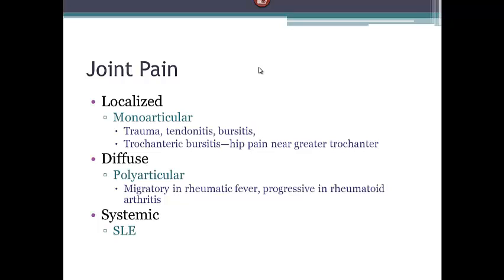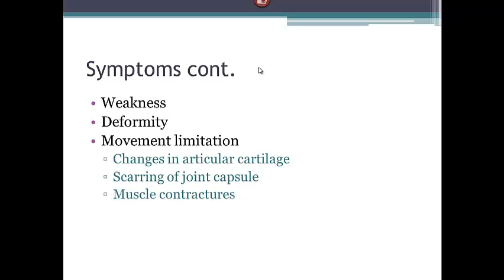In summary, remember that you have monoarticulars and polyarticulars. Monoarticulars, you have to think about, have you had any trauma, any type of infectious or inflammatory process? Polyarticular, remember, think about systemic diseases such as rheumatoid arthritis, rheumatic fever, or lupus, scleroderma, etc.